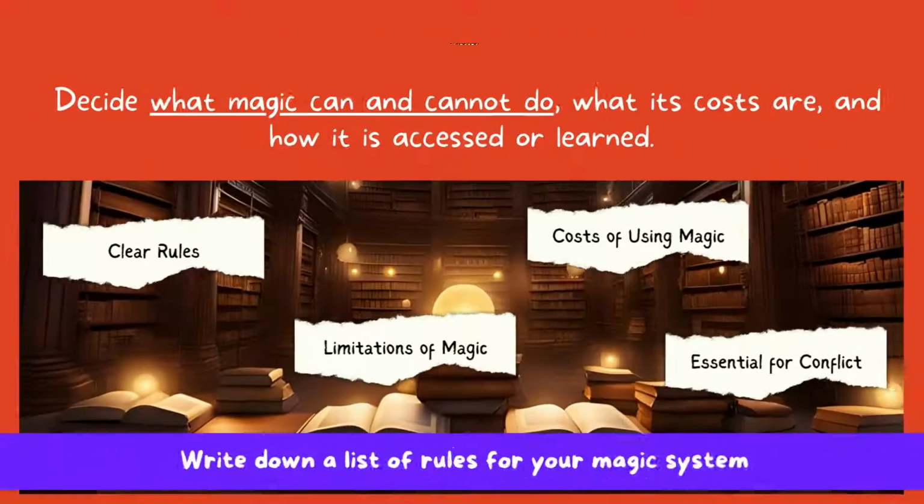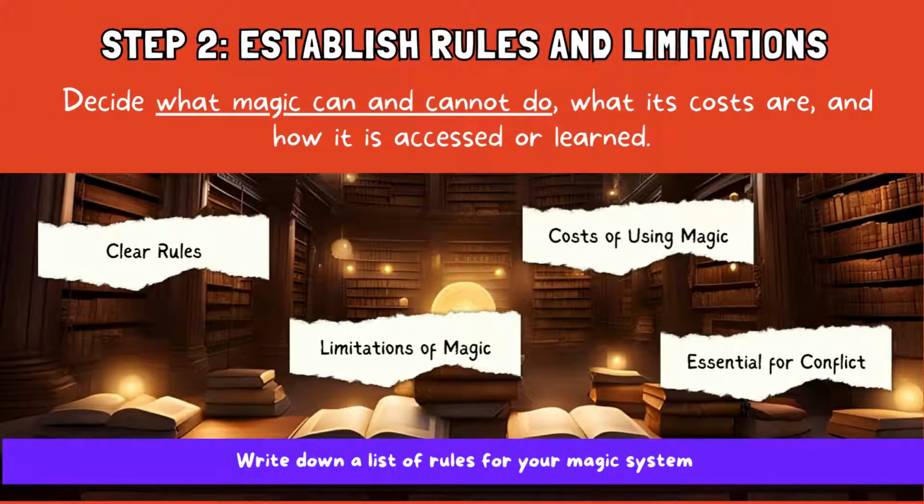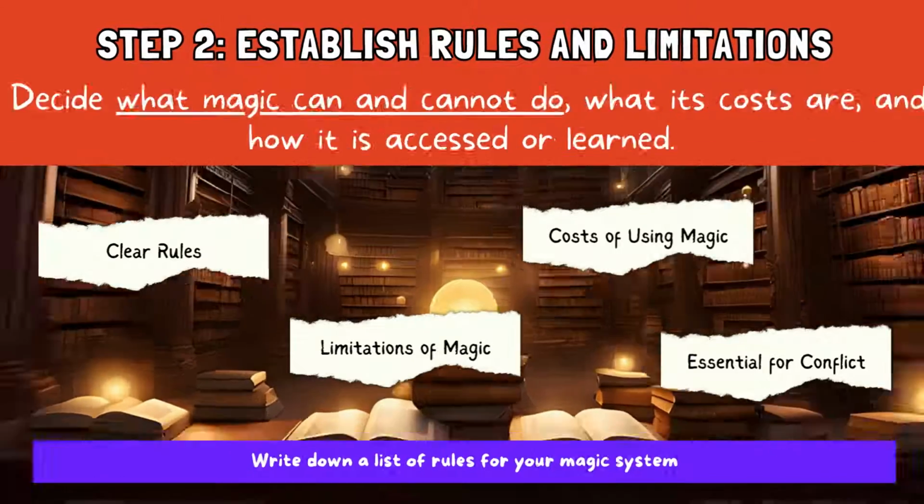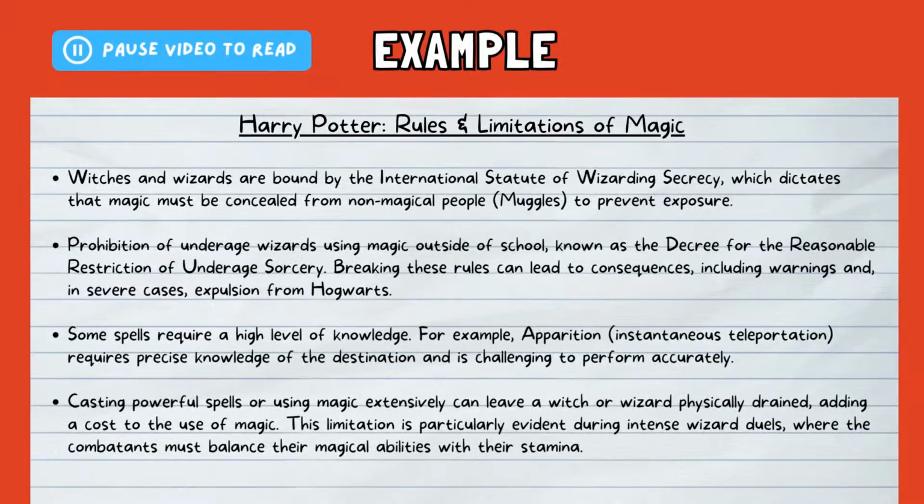Step 2. Magic should have clear rules and limitations to maintain consistency. Decide what magic can and cannot do, what its costs are, and how it is accessed or learned. Limitations can create tension and conflict in the story. For example, in Harry Potter, a clear set of rules and limitations govern the use of magic.